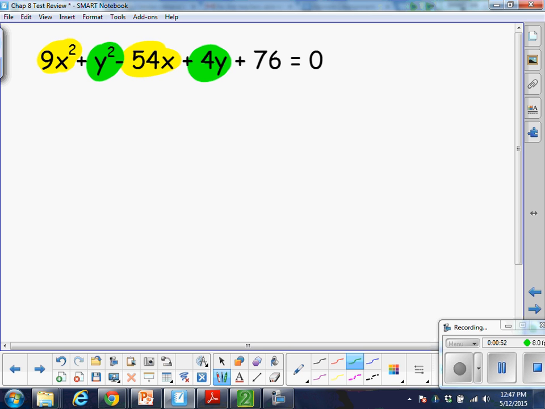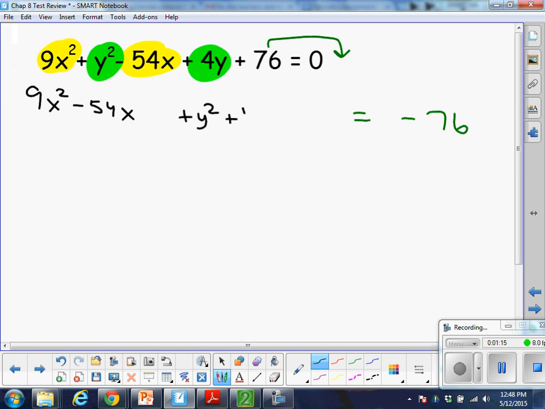So in any other case, you want the x's and y's to all be on the same side of the equation, and you're going to want to get the constant on the other side. So let's move that 76 over by subtracting it, so minus 76 on both sides. And let's arrange these x's here. So we have 9x squared minus 54x, and then we have the y squared plus 4y.